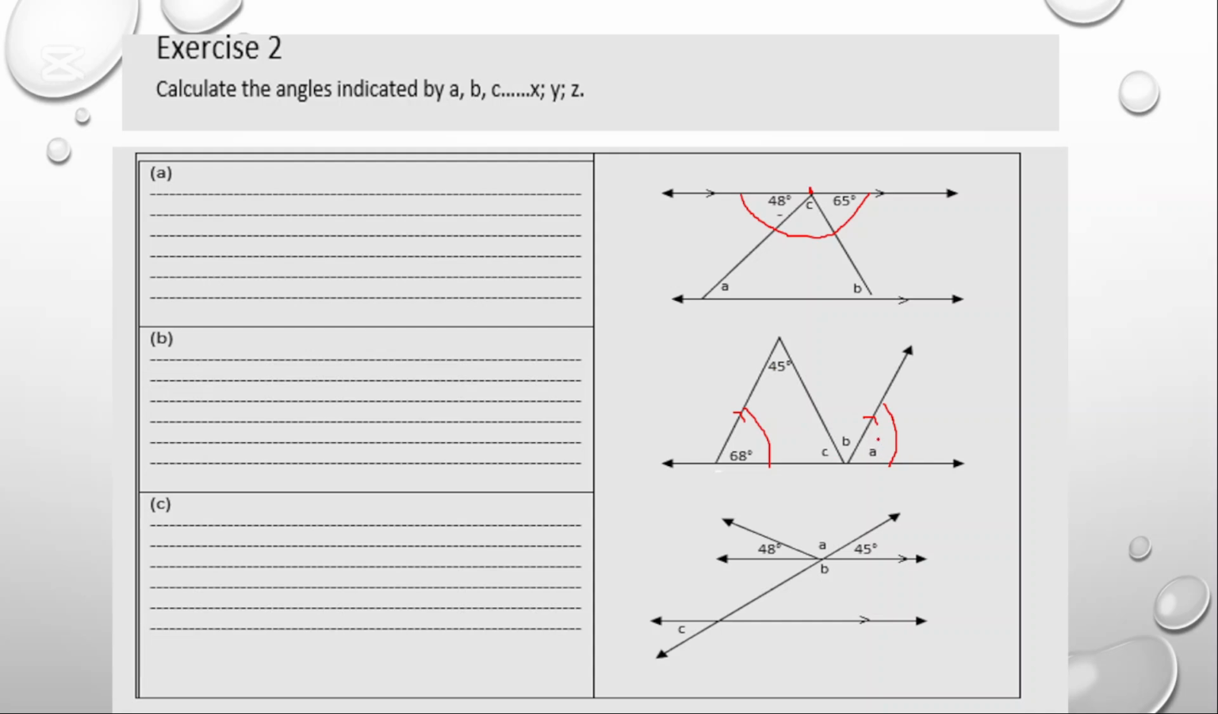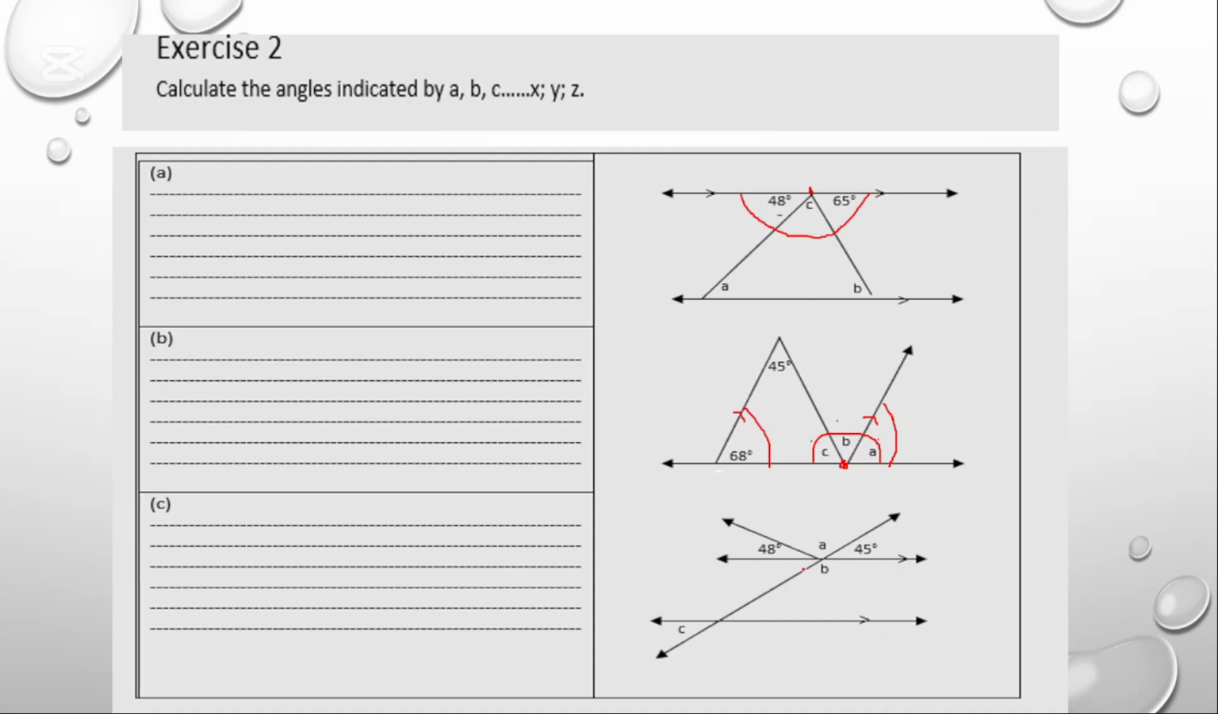So we have A and we have B. Now we must get to C. And watch here, C, B and A, they form a straight line with a common vertex. So these 3 must be equal to 180. So you must subtract A and B from 180 to get to C. Next one.